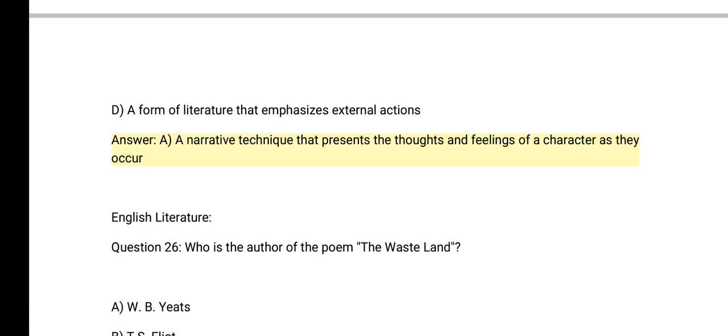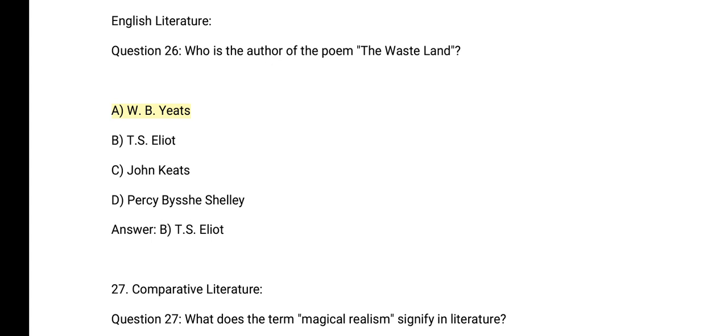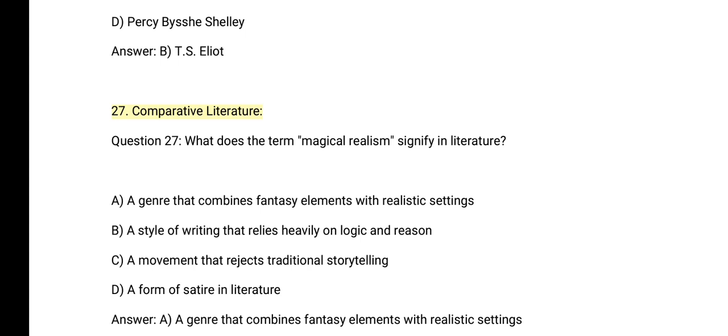English literature. Question 26. Who is the author of the poem, The Waste Land? A. W. B. Yeats. B. T. S. Eliot. C. John Keats. D. Percy Bysshe Shelley. Answer: B. T. S. Eliot.